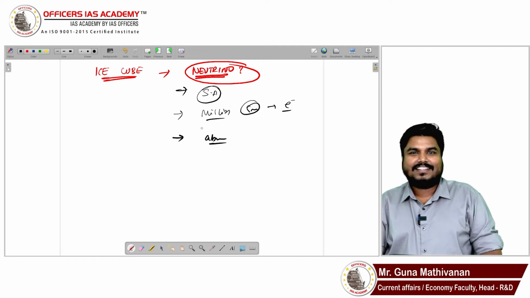So reaction is almost zero. These are the characteristics of neutrino. Please keep it in mind. Now, to detect the neutrinos, efforts are going on.